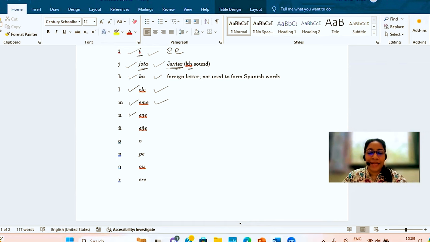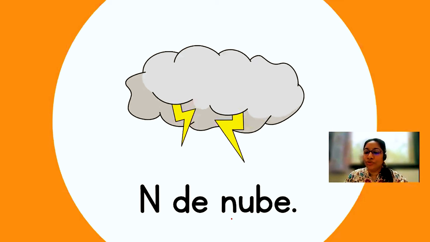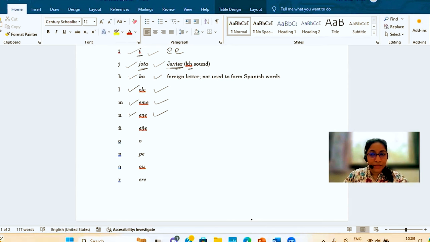N in English is NA in Spanish. NA. NA de nube. Nube is cloud. NA, sound associated with N, word is nube. Now this is a new, I won't say a new word, we don't have this word in English. However, we have this sound and this alphabet in Spanish and it occurs pretty frequently.